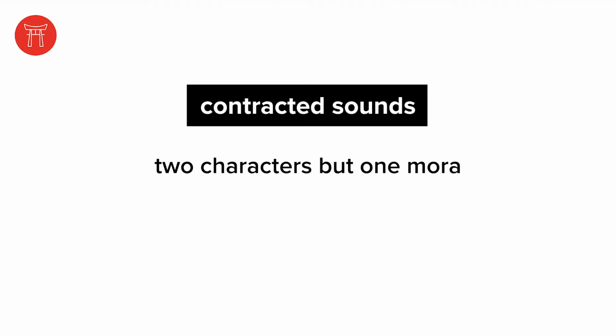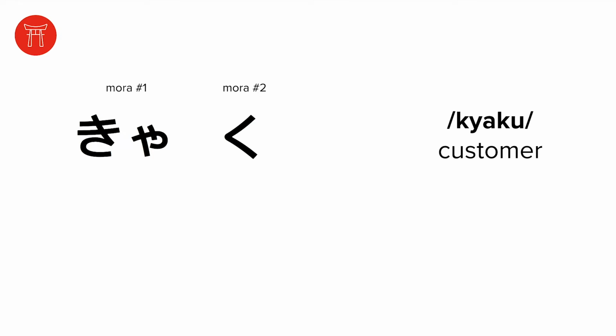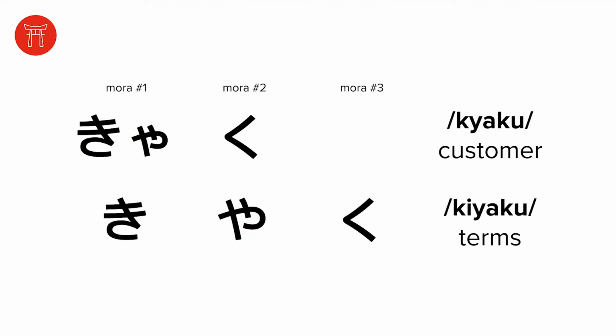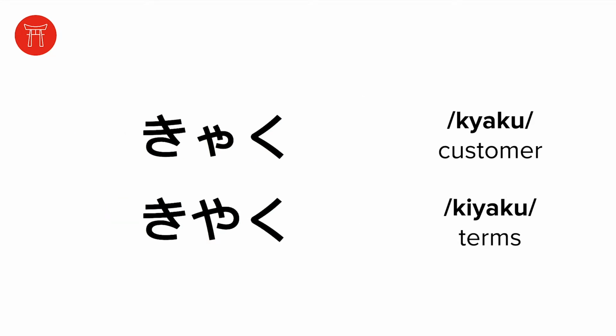It's important to note that while each contracted sound is transcribed with two characters, it is still considered to be one mora, and it's pronounced as such. For example, kyaku consists of 2 morae. Kiyaku consists of 3 morae. These two words may look similar in writing, but they are completely different words in different sounds and meaning. See how important it is to be able to recognize and pronounce contracted sounds?